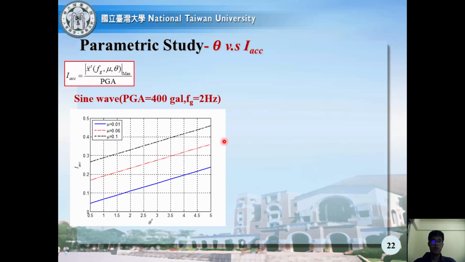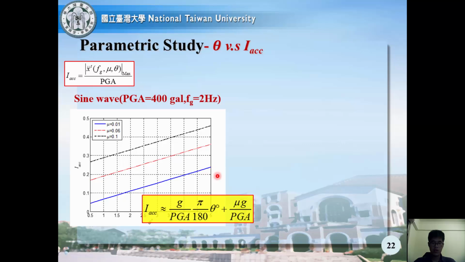From the relationship between mu g over PGA and IACC, we know that the larger the friction coefficient, the larger the absolute acceleration. So from this figure, it is a reasonable trend to see a larger IACC with a higher friction coefficient. Based on the aforementioned experiments, the relationship can be written in this form. This equation shows that the linear equation has a slope equal to this term, and the y-intercept equals this term.